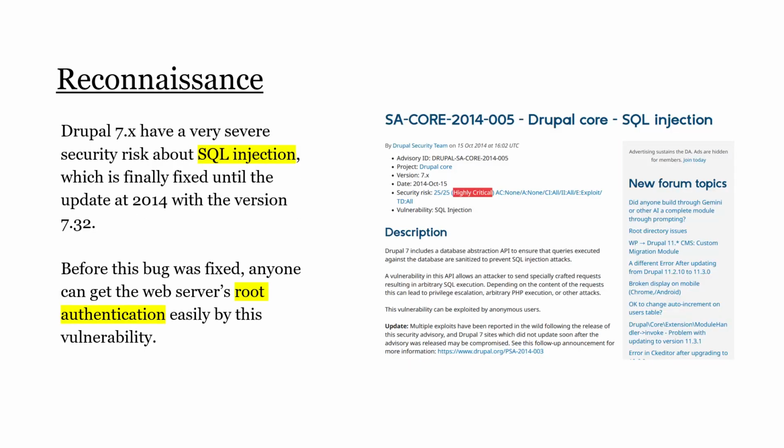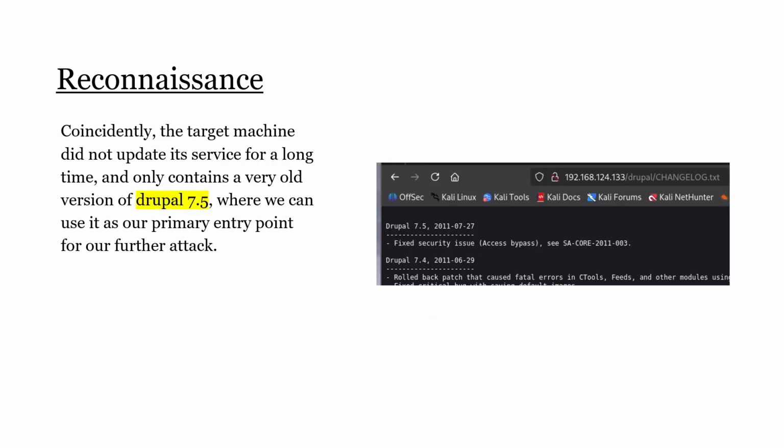Actually, Drupal version 7.x had a critical SQL injection vulnerability, and this vulnerability was not fixed until version 7.32, which was released in 2014. Before the fix, attackers could easily gain root-level access to the web server. And unfortunately for the victim, the target machine is running a very old version, Drupal 7.5, which means the system is still vulnerable. As a result, Drupal becomes our primary entry point for launching further attacks.